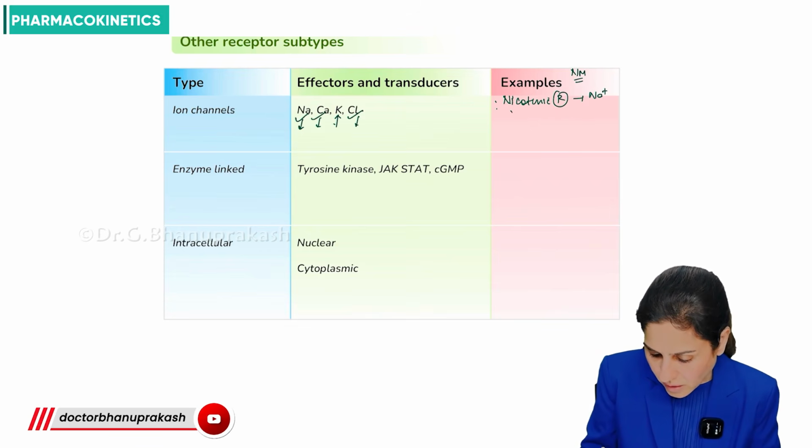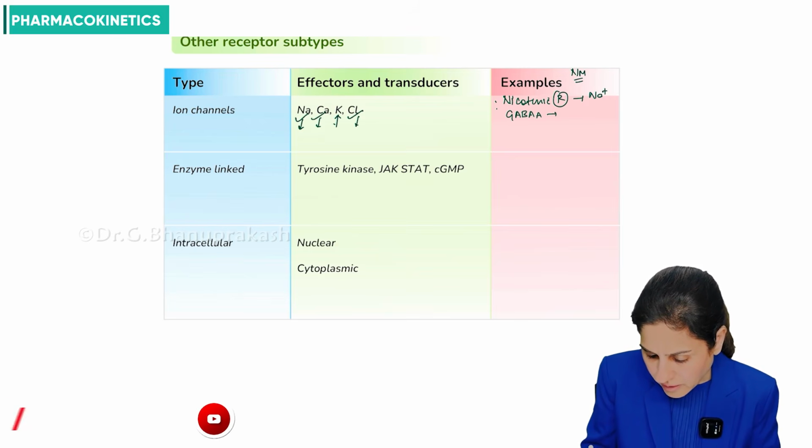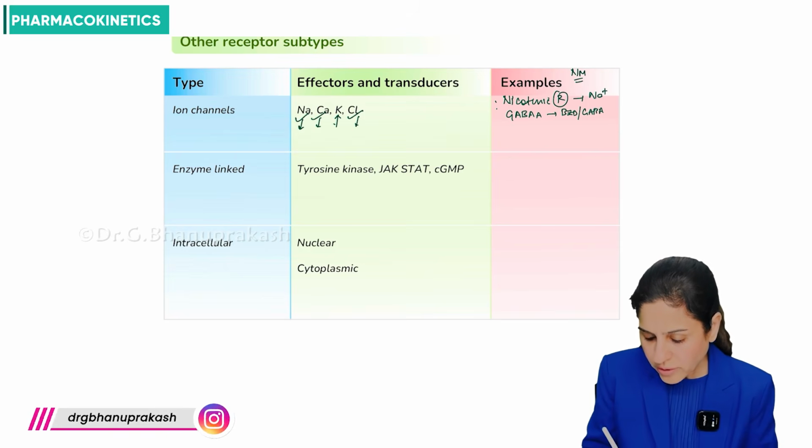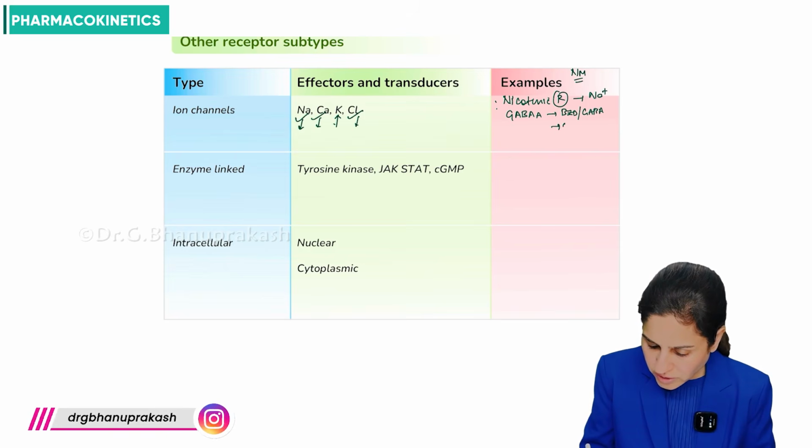Then we have GABA receptors. GABA A in the brain, when GABA binds, or when, let's say, benzodiazepines bind, or GABA binds, which is the endogenous ligand here, they bring about the movement of the chloride ion.